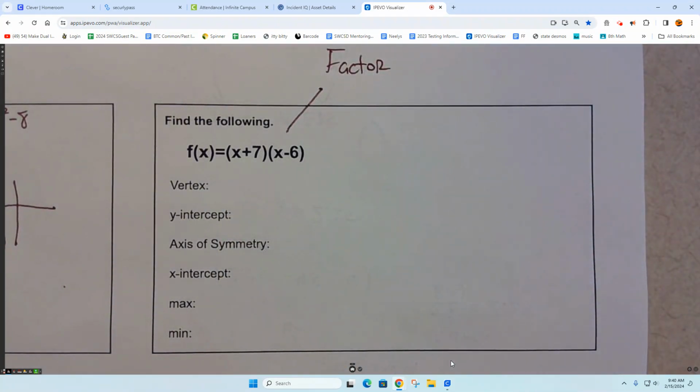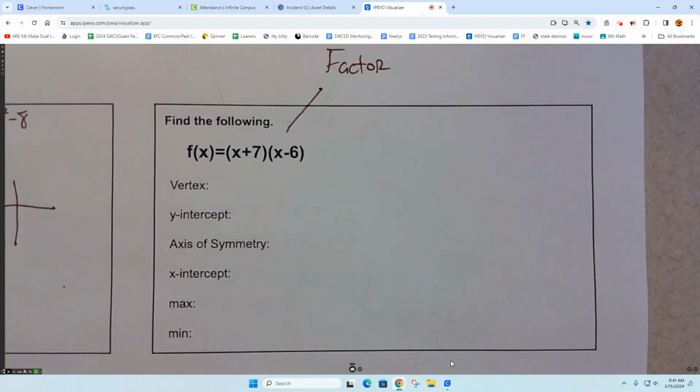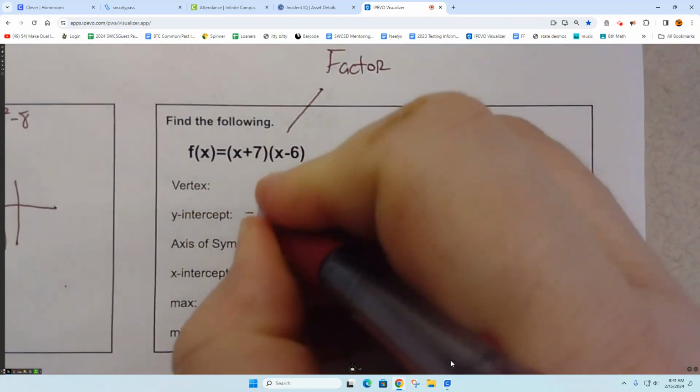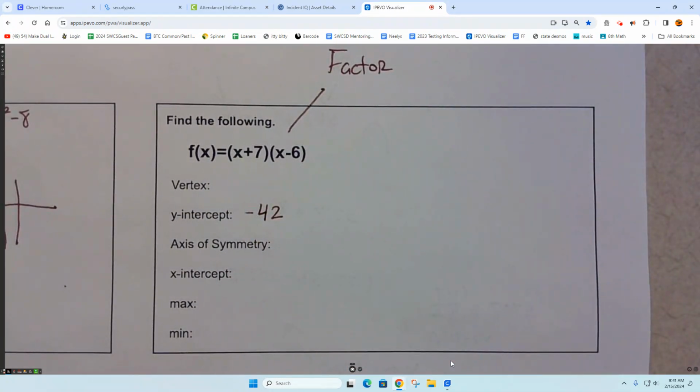Brody? So which of these can I answer without doing any work? The y-intercept, you plug in 0 for x. The math would be -42. I love it. So he says I can find that intercept real easy by plugging in 0.